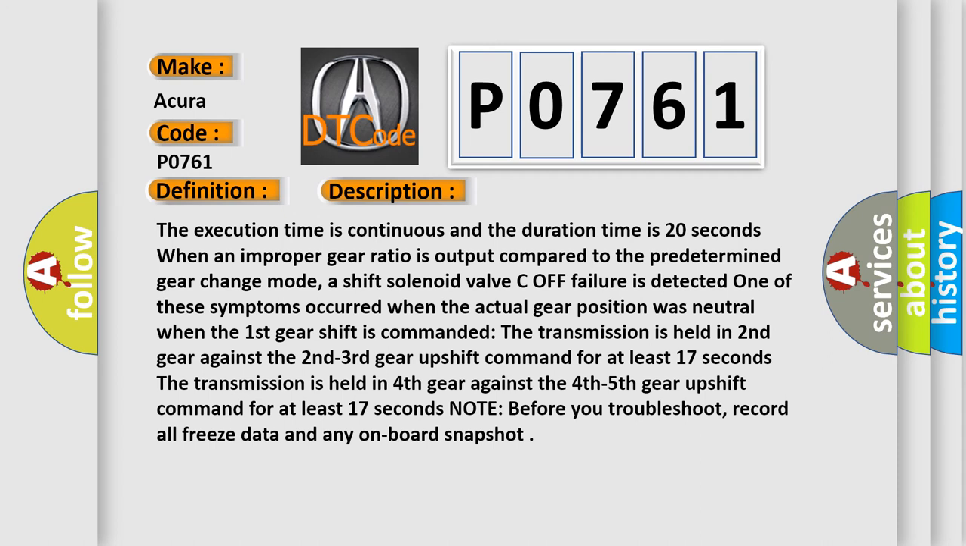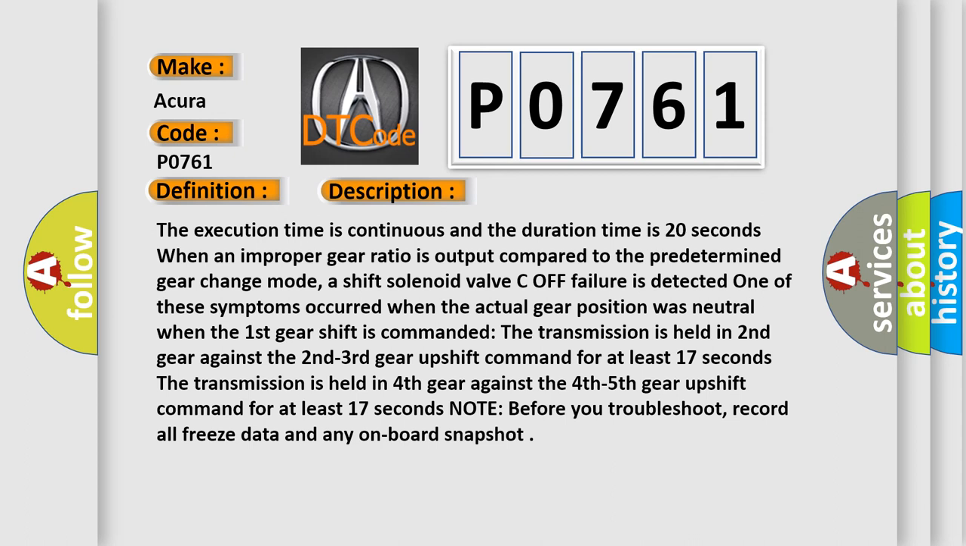The execution time is continuous and the duration time is 20 seconds when an improper gear ratio is output compared to the predetermined gear change mode. A shift solenoid valve C off failure is detected. One of these symptoms occurred when the actual gear position was neutral. When the first gear shift is commanded, the transmission is held in second gear against the second-third gear upshift command for at least 17 seconds. The transmission is held in fourth gear against the fourth-fifth gear upshift command for at least 17 seconds.